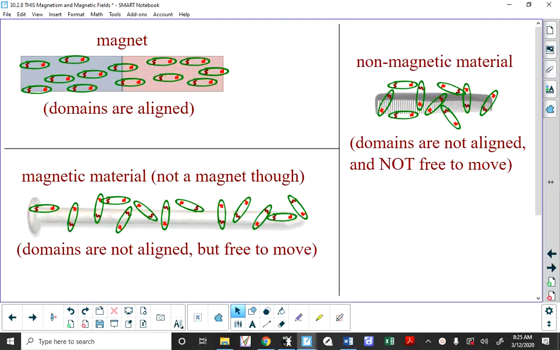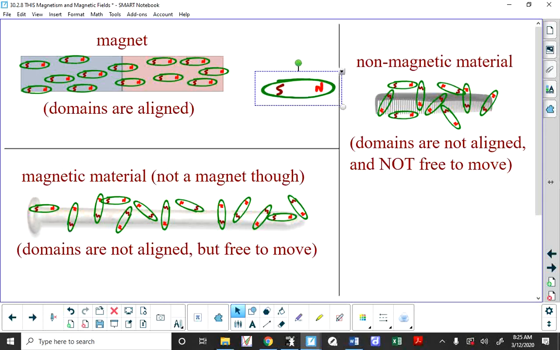So we have 3 diagrams up here. The diagram in the top left shows the state of the domains inside of a magnet. Now remember, a magnet is something that has a north and a south pole, and it is also considered to be a magnetic material. Inside of this magnetic material, which is a magnet, are all of these microscopic domains.